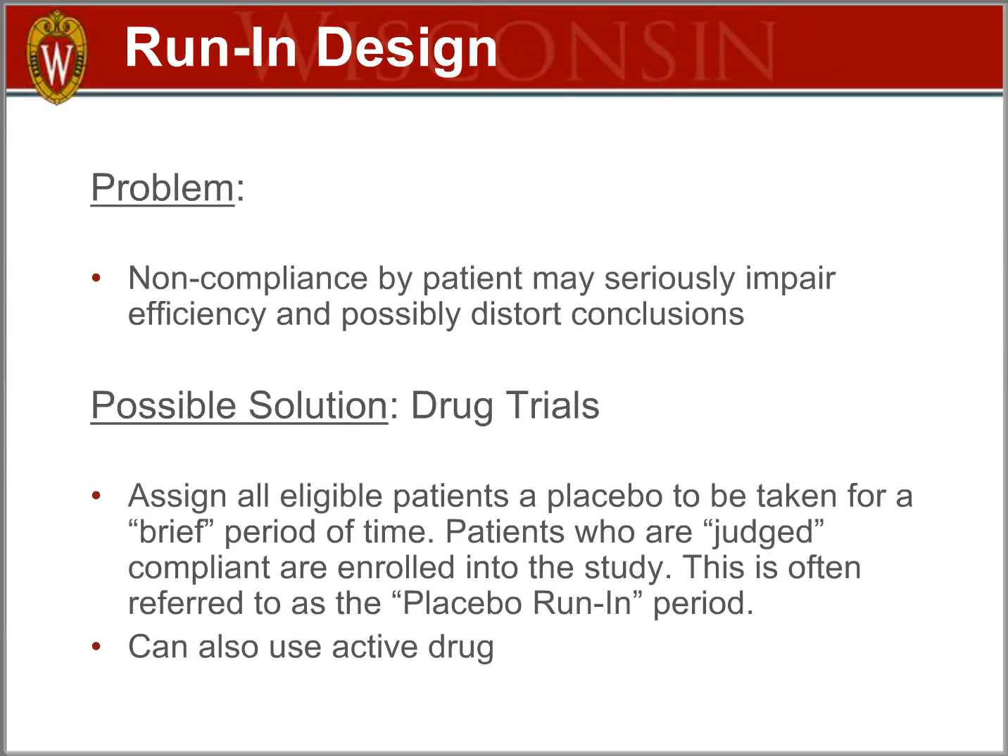Some trials have a little run-in period where we know that non-compliance to therapy by the patient may seriously impair our ability to detect the effect of the intervention. So one solution, at least in drug trials, is to assign all patients for some period of time to a placebo, taken over a brief period, and see if the patient is able to comply with taking the therapy, the pill, complying with the procedures, the measurements, and so forth. We often call this the run-in period. You can also use an active drug in that same period. Either one is permissible. Your goal is to find out whether patients will comply with the procedures that are necessary.